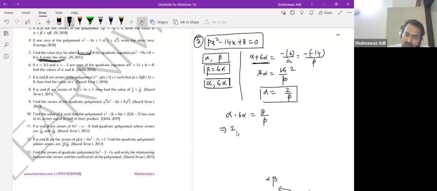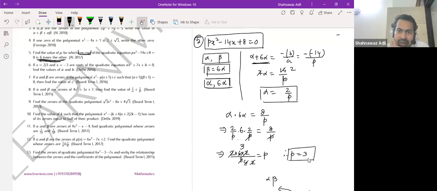So we can write 2 by p into 6 into 2 by p. This equals 8 by p. So one p we can cancel. This p goes in there and 8 comes here. So 2 into 6 into 2 divided by 8. So this is 4, this is 2, and then p equals 3. Right. So any doubt in this problem, guys?